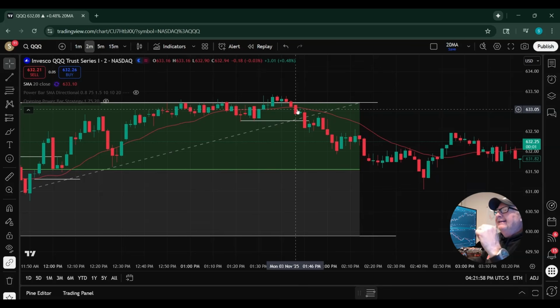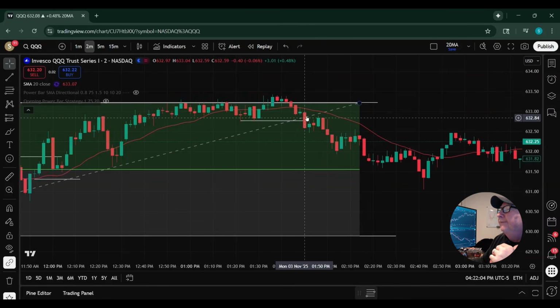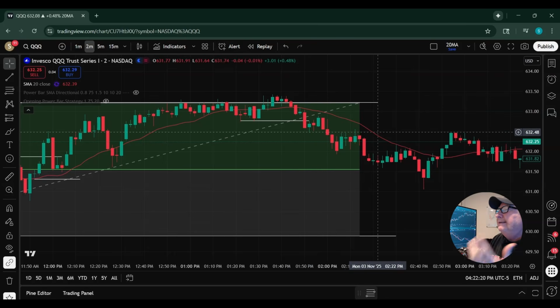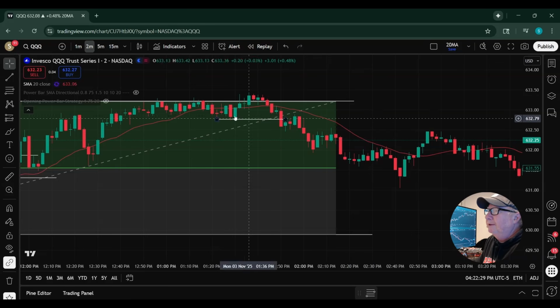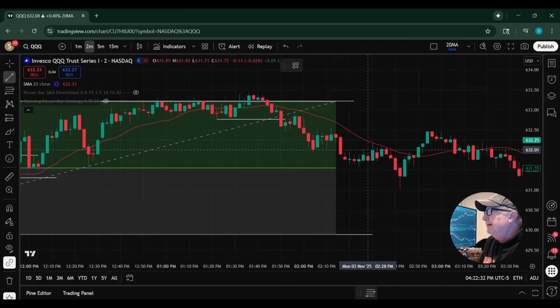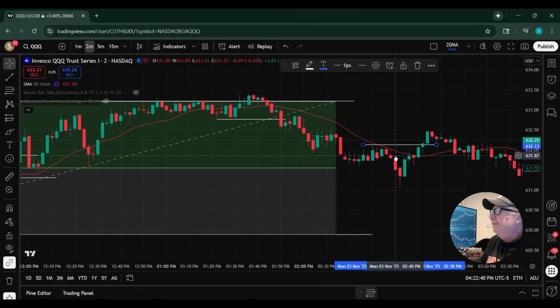And you can see that limiting factor of only taking this short here at the top of the range and near the 20, as it's flat to rolling over, was a decent trade. And you can see a little bit later, there was another power bar trade here that formed off the 20 that basically cleared this resistance, right? The 20 went flat again, and you got this power bar. That's my entry on my power bar trade.